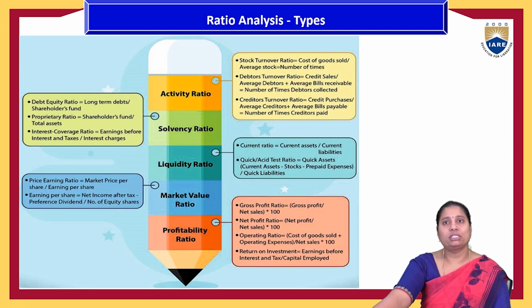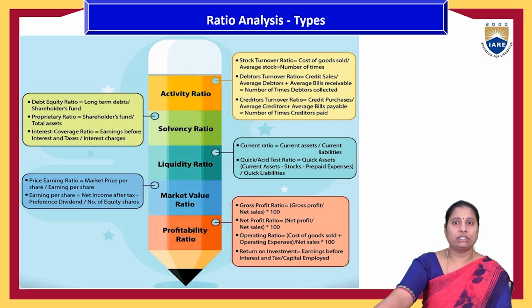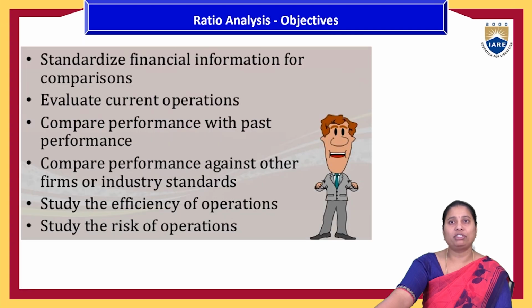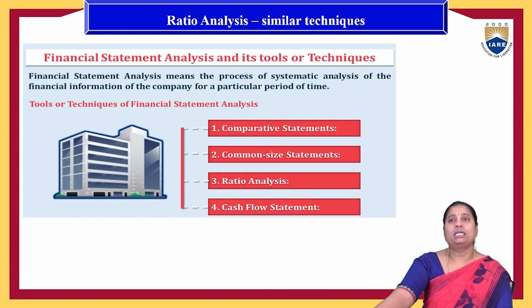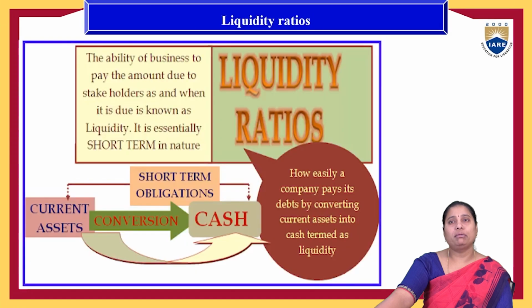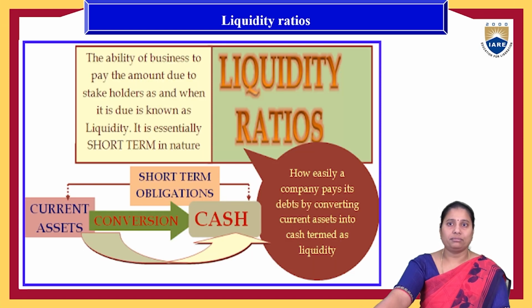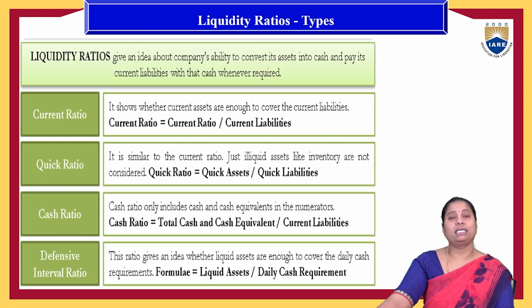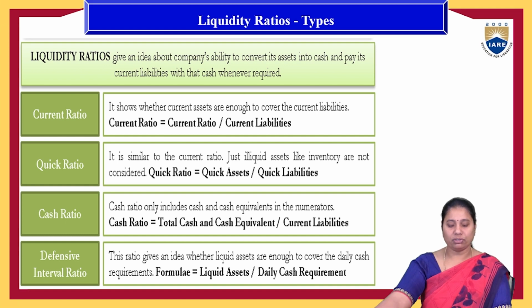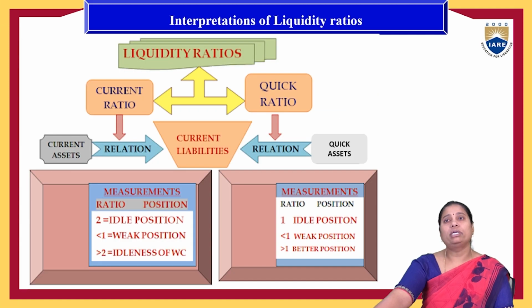For this they use ratios like activity ratio, solvency ratio, liquidity ratio, market value ratio, and profitability ratios. These ratios are very important for organizations to easily identify the financial information of the organization. The liquidity ratios may be further divided into current ratio, quick ratio, cash ratio, and defensive interval ratio.